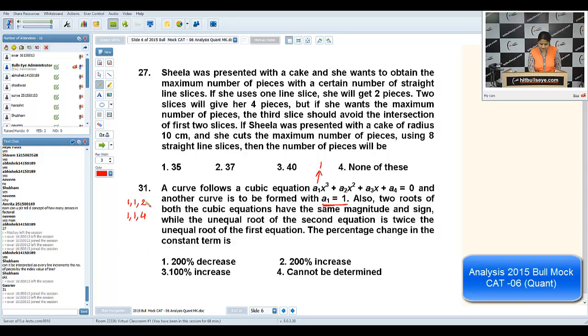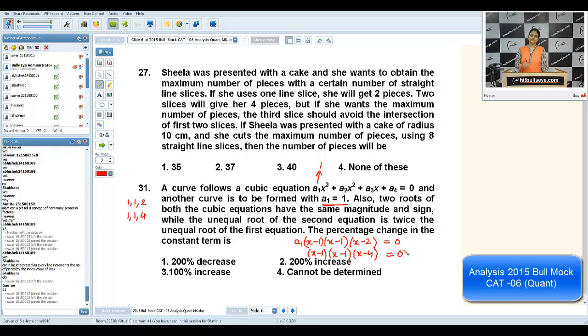If I make first equation, it will be a1 times (x minus 1)(x minus 1)(x minus 2) equals 0. I can multiply this by anything. Let it be a1. a1 can be any non-zero value. It will give you the same roots, and the roots will be 1, 1 and 2. Now, in the second equation, a1 is 1. It means coefficient of x cube is 1. So, my equation will definitely be (x minus 1) into (x minus 1) into (x minus 4) is equal to 0. Are you okay with this?